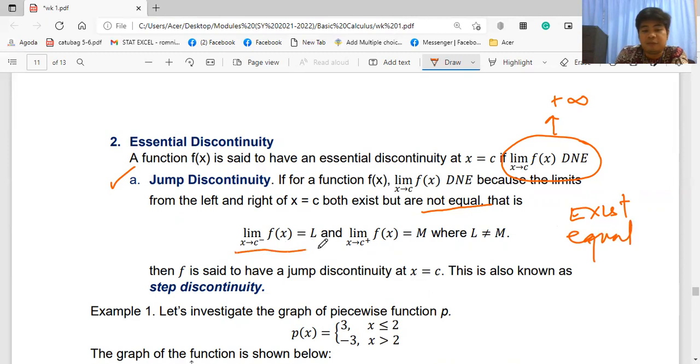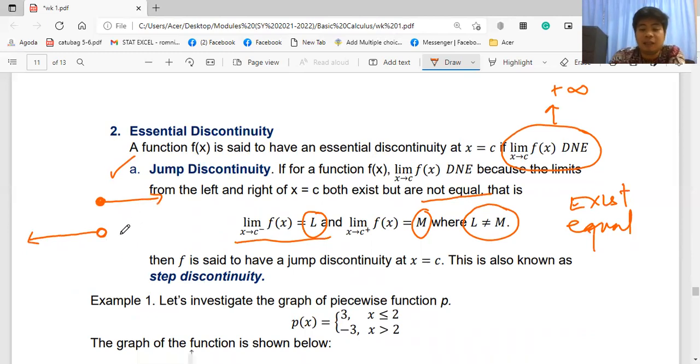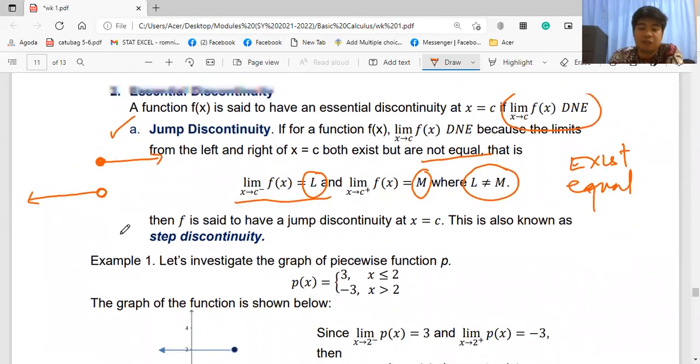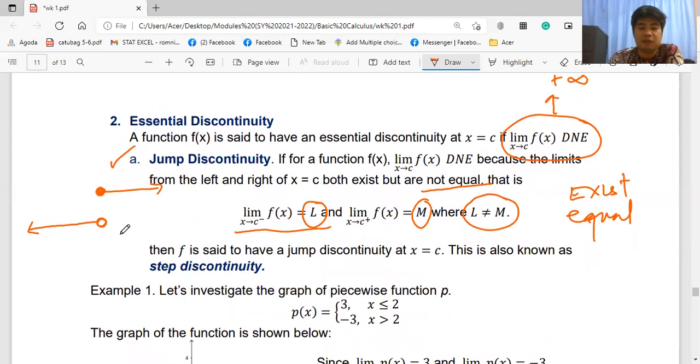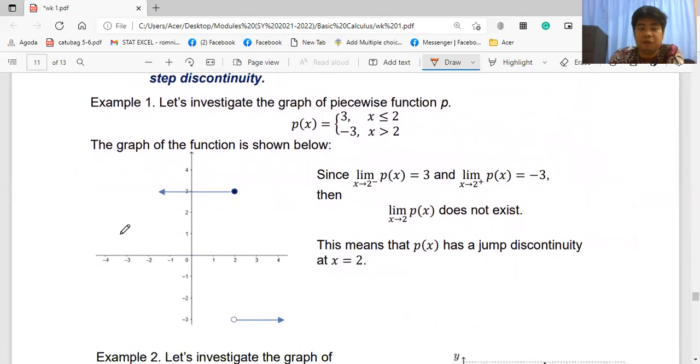That is, the limit from the left is L, the limit from the right is M, and these two are not equal. Kaya siya jump. So parang, kumbaga, you are moving to the next path. Okay? So, tatalon ka talaga. So parang literal siya na tumalon ka just to move on to the next path. And this is also known as step discontinuity. So when you jump, then you have another step. So parang maybe yun ang kanyang term, no?